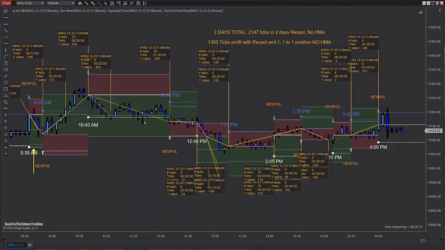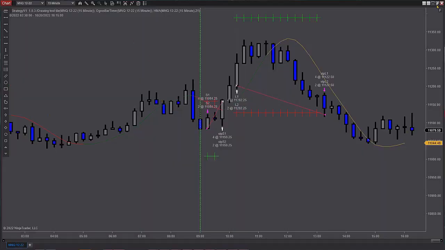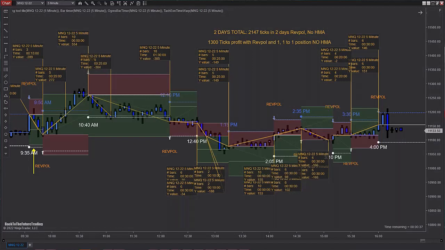And then stop punctures. Let me see here. I know it's this color background. No, not that.